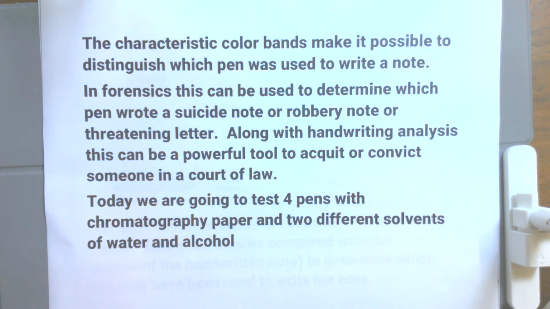The characteristic color bands make it possible to distinguish which pen was used to write a note. In forensics, this can be used to determine which pen wrote a suicide note or a robbery note or a threatening letter. Along with handwriting analysis, this can be a powerful tool to acquit or convict someone in a court of law. Today we are going to test 4 pens with chromatography paper and 2 different solvents, water and alcohol.